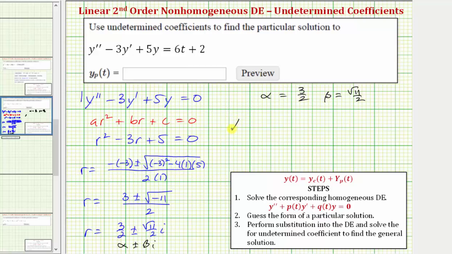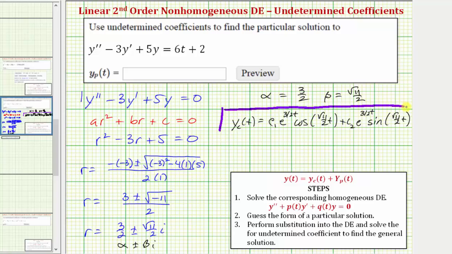Which means we now know y sub c of t is equal to c sub 1 times e raised to the 3 halves t cosine of the square root of 11 divided by 2 t, plus c sub 2 e to the 3 halves t times sine of the square root of 11 divided by 2 t. We'll use this function again later when finding the general solution to the given differential equation.